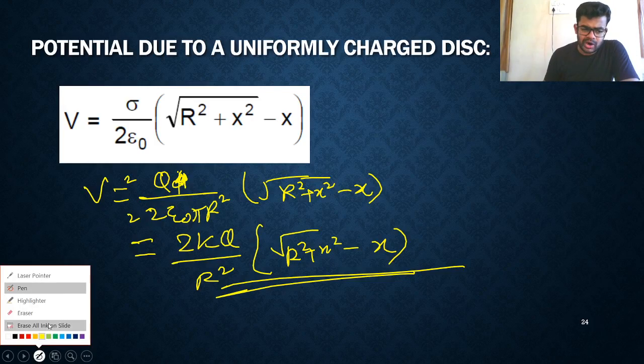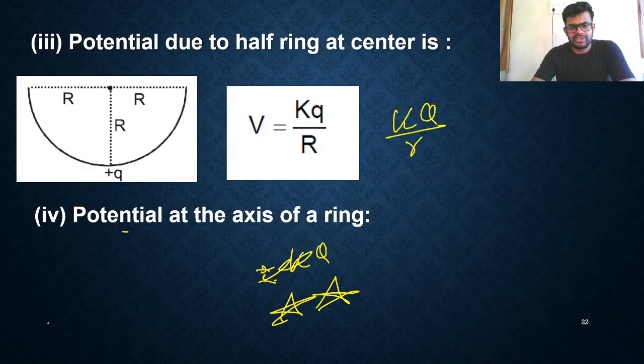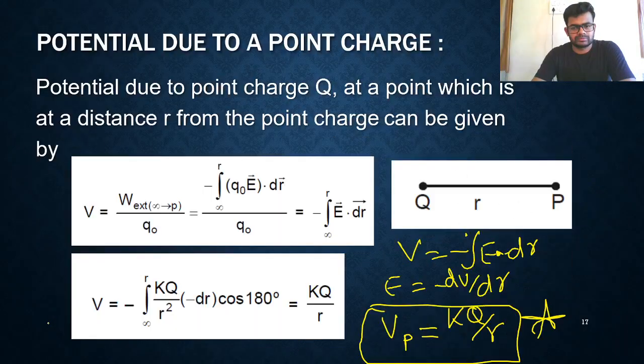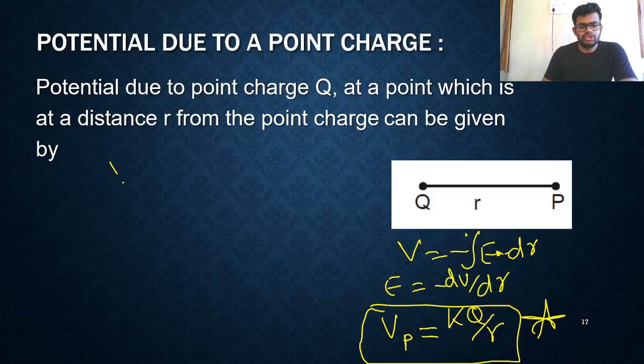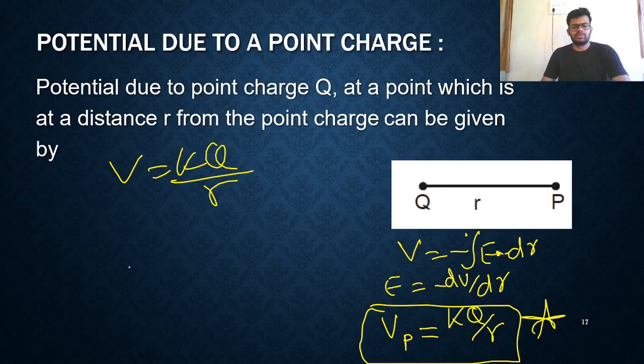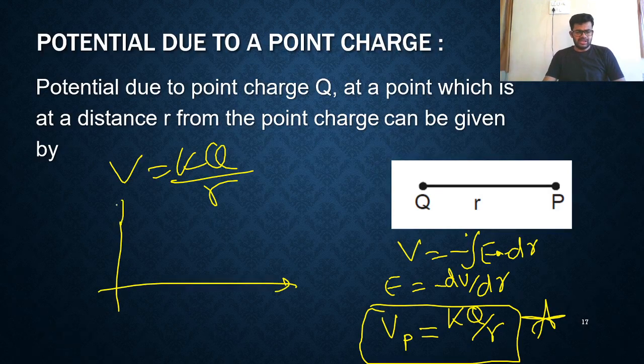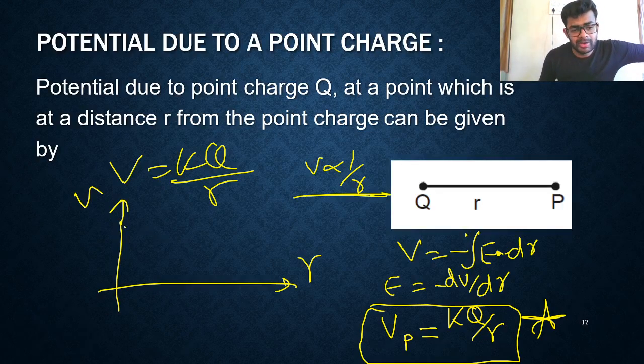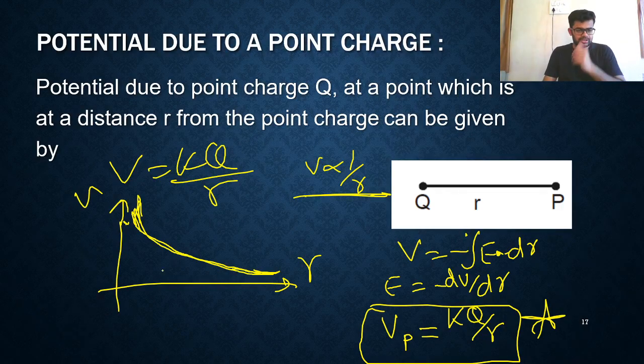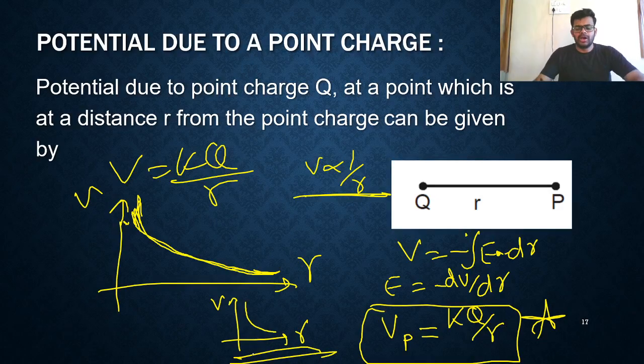How will the curve look? What will be the curve? Let us talk about some basic curves. At first, you all know V is equal to KQ by R. So the curve will be like this: V and this is R, and there is an inverse relation. Whenever there is an inverse relation, the curve will be a rectangular hyperbola. It will come from infinity and move like this. So this is the curve between potential and R. If you draw it the proper way, it will look like this.